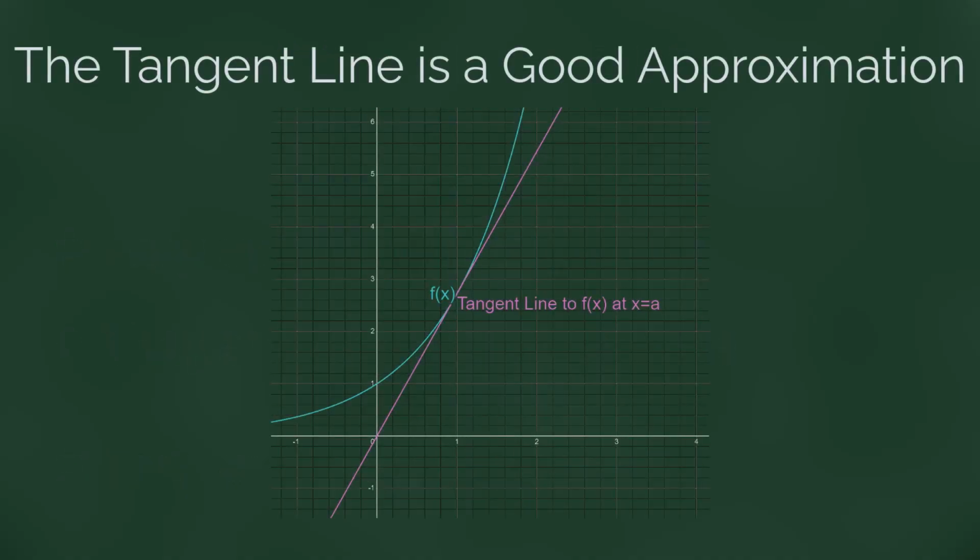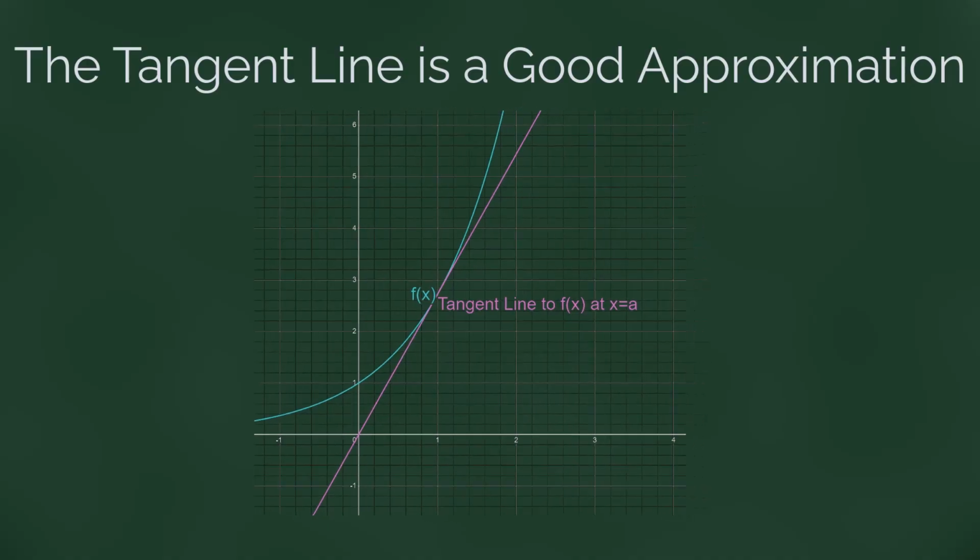You might recall from calculus that the tangent line to a function provides a pretty good approximation of that function near the point where you've drawn the tangent line. This is because for any given x value, both the function and the tangent line have matching y values, and they also have matching slopes. Let's take a look at how we can come up with a formula for this approximation.